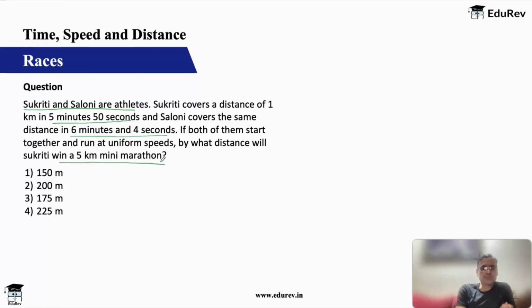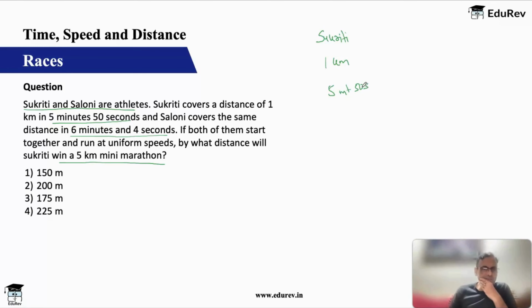Okay, so this should be simple, right? We have their speeds. We know the distance. We just have to calculate the time taken by them. Okay, now the question is, let's look at Sukriti. She covers a distance of 1 kilometer in 5 minutes and 50 seconds.